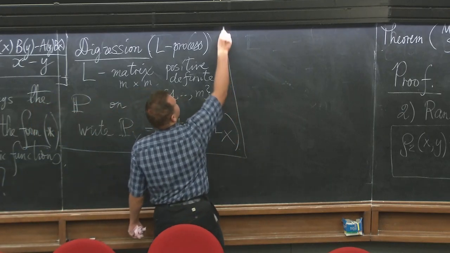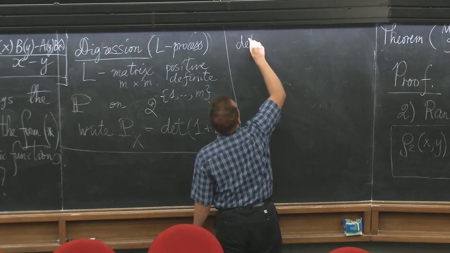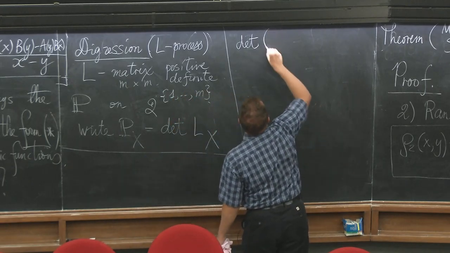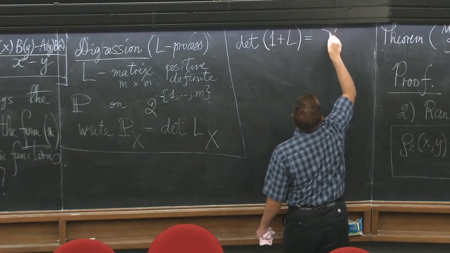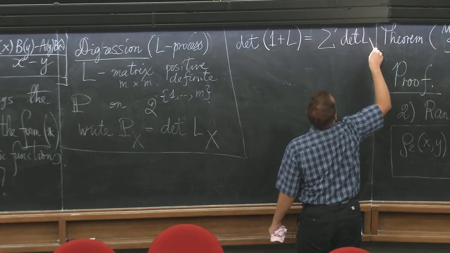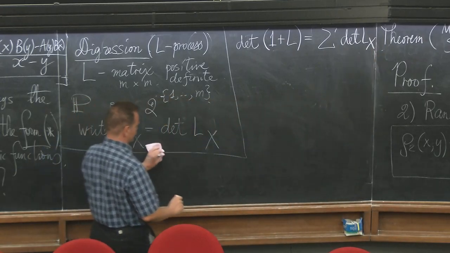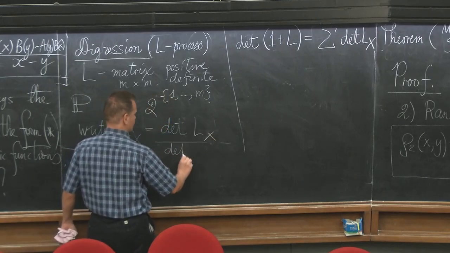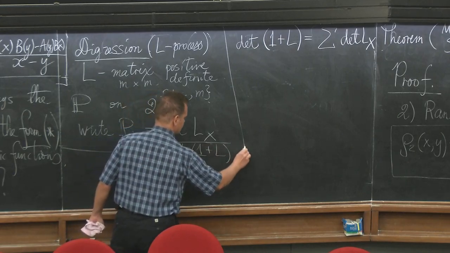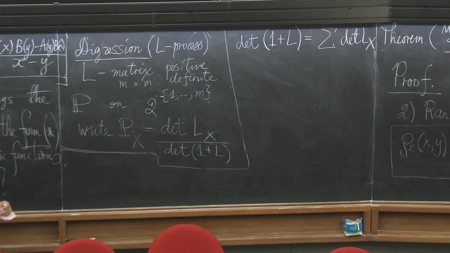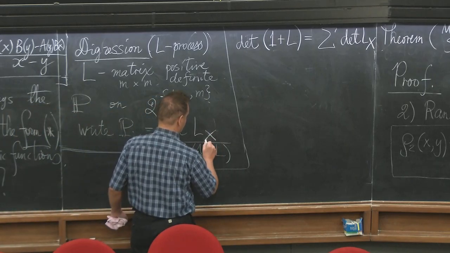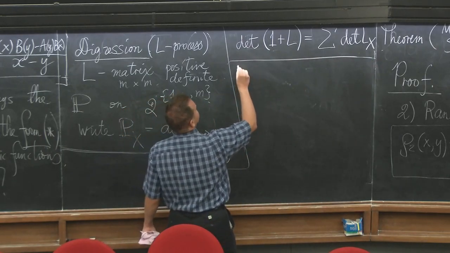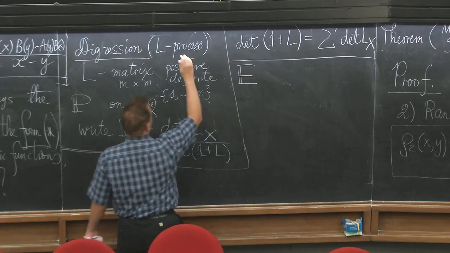So in other words, we start with the formula determinant 1 plus L is equal to the sum of determinants Lx. And realize that to have a probability measure, in fact, I have to normalize by determinant 1 plus L. So, like this, I get a probability measure. And so now one can check the expectation.